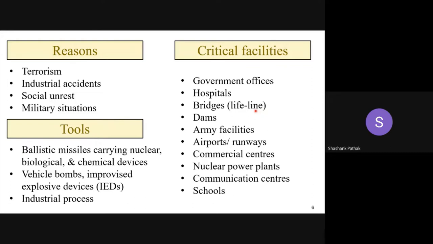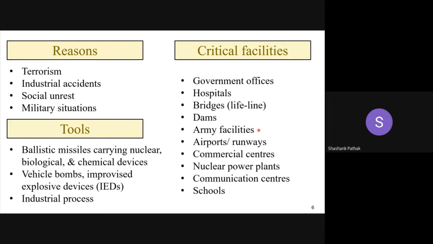Then dams. Suppose there is explosive loading on the dam and the dam fails. You can imagine it will lead to very serious secondary disasters, because the water which the dam is holding will flow into the valley and completely flood the entire region. So the damage of dams can lead to very high secondary damages. Army facilities: we should design army facilities for such kinds of loadings, because all the army facilities are always prone to such loadings. So we cannot take chances.